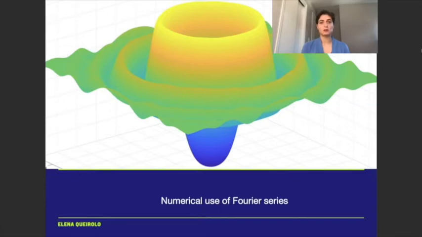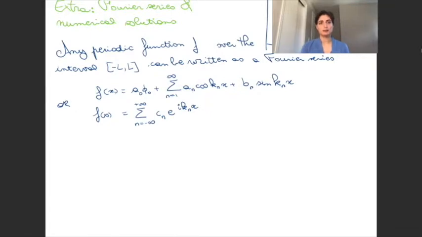We have seen how we can analytically handle Fourier series. How can we use them in a numerical environment to approximate solutions of ODEs? Let's think about the fact that we want to find a periodic function f, and we're studying it over the interval minus L to L. We know that such a function can be rewritten as a Fourier series, either with the sine-cosine base or with the complex exponential sum. In either of the two ways, this new setup allows us to describe the full function in the full interval only by knowing discrete information.